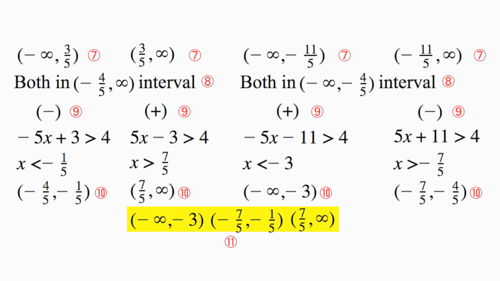In step 10, we substitute those back in to the original inequalities for that subset, and what we end up with is negative 4/5 to negative 1/5, 7/5 to infinity, negative infinity to negative 3, and negative 7/5 to negative 4/5. So now we need to determine which solutions are legitimate.